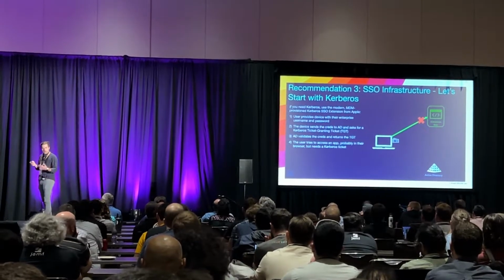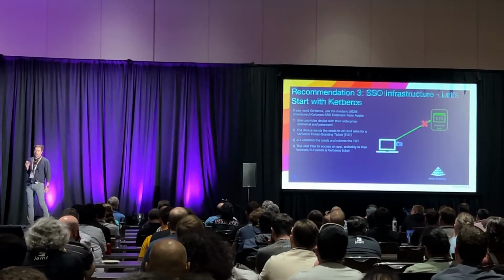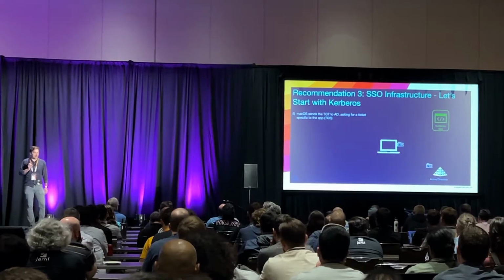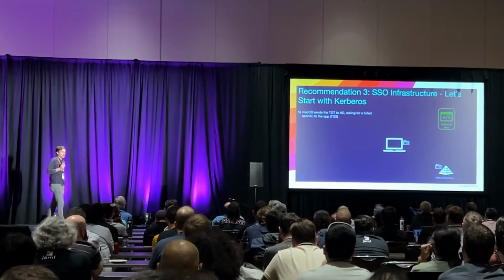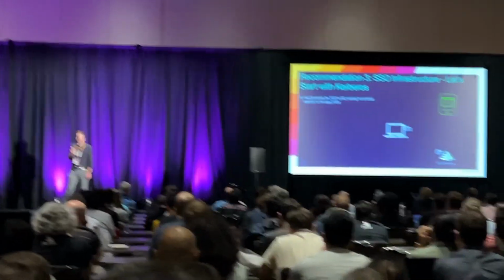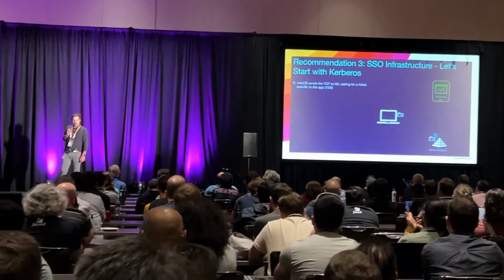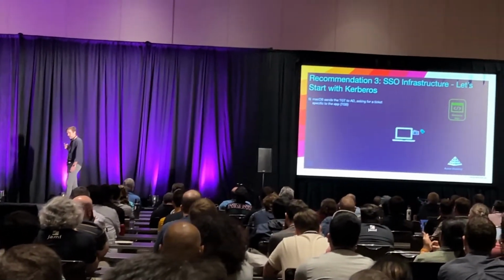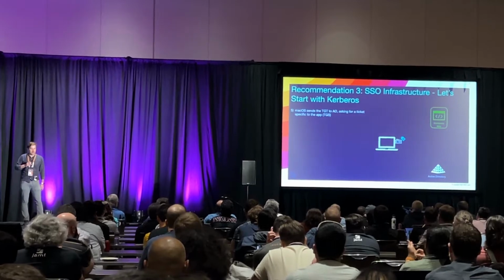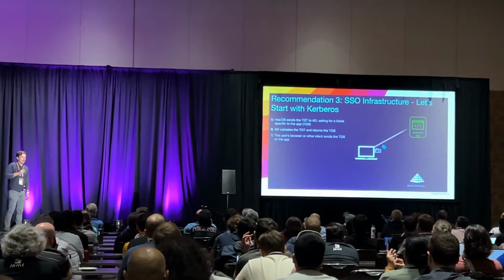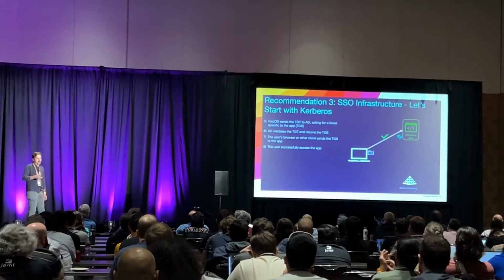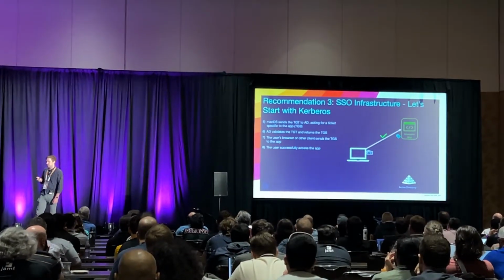And they're told by the application, you need a Kerberos ticket. So macOS uses that TGT and it asks Active Directory for a ticket specific to the application. If everything's good, Active Directory returns that ticket. This is called a TGS. And then the client application on the device can send the TGS to the Kerberos app.